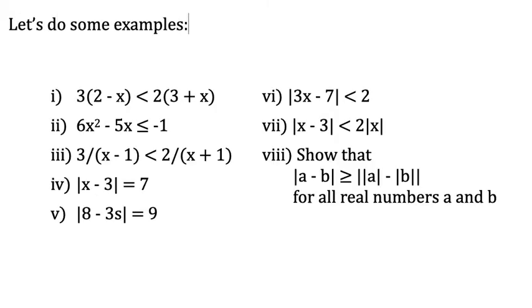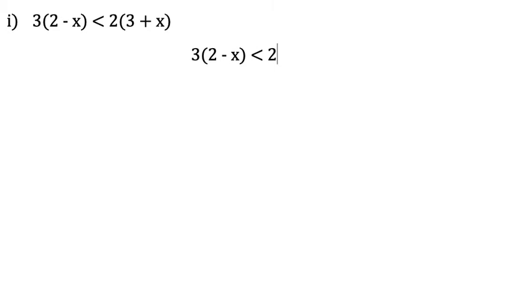Let's do some examples. We have 8 questions here, and we're going to start with number 1. 3 times 2 minus x is less than 2 times 3 plus x. The equation starts with 3 times 2 minus x is less than 2 times 3 plus x.